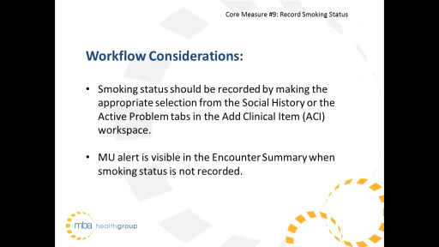So there are 2 key workflow considerations to discuss within your practice with respect to this measure. Smoking status must be recorded for every patient as structured data by making the appropriate selection from the social history or active problem tabs in the ACI. And meaningful use alerts are visible in the encounter summary when smoking status has not been recorded.